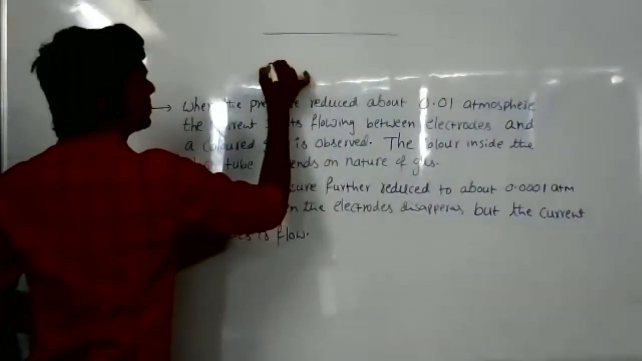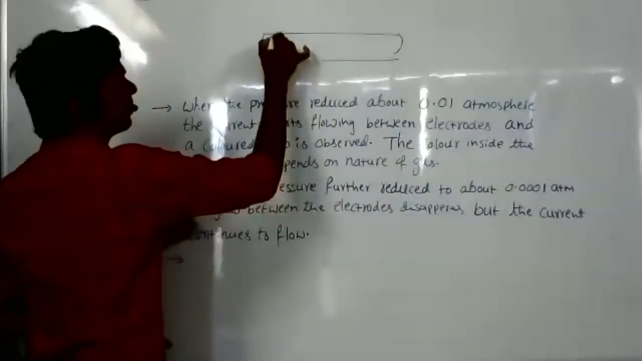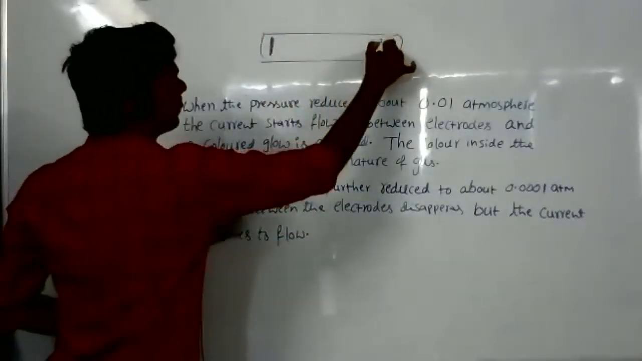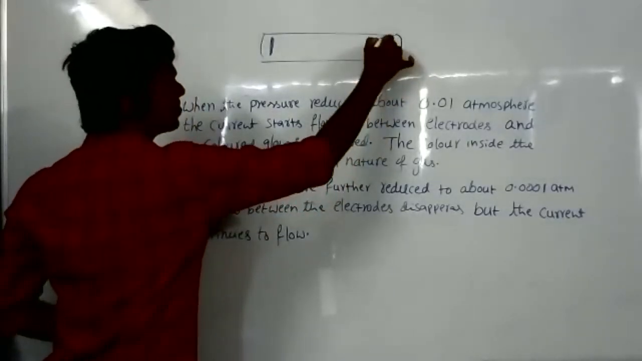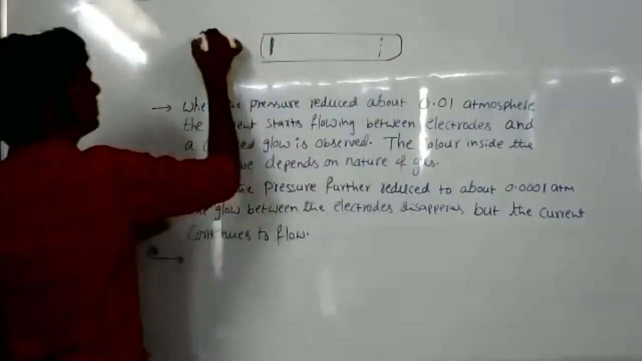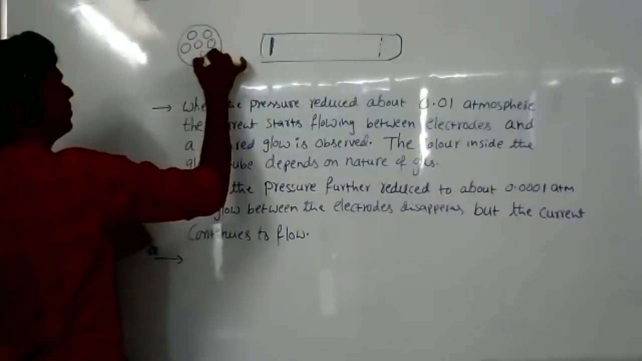Just listen to this point. Later I will write here. So here we are taking the cathode, right? Here we are taking the anode. Suppose the anode is a perforated anode, meaning an anode having some holes, like this. This is the anode plate. It has some holes, like this.